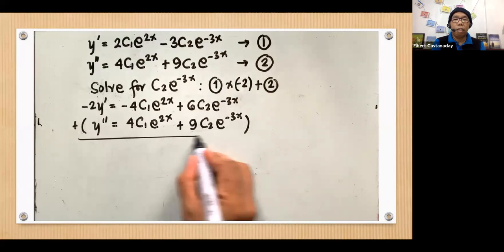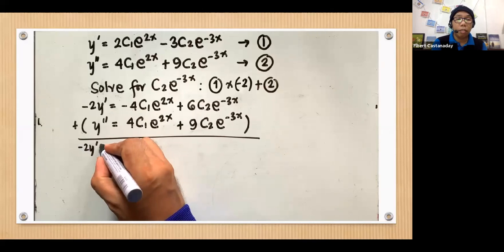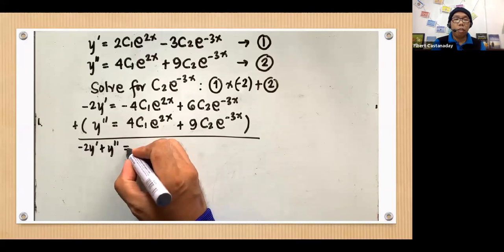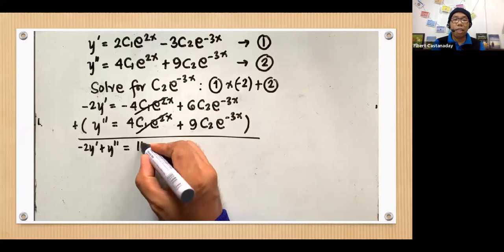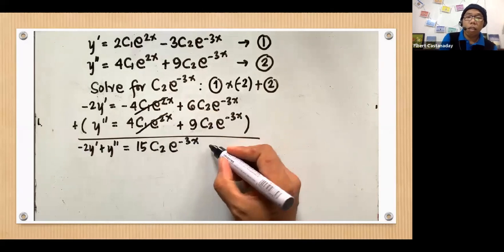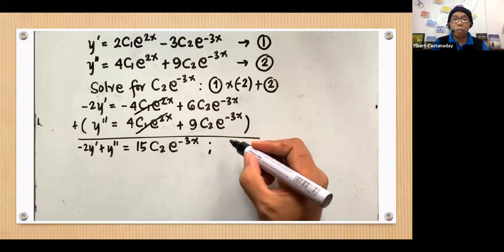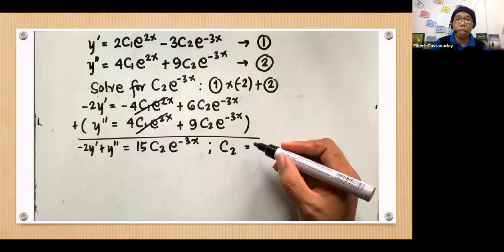Okay, so add lang natin sila, combining like terms here. So minus 2y prime plus y double prime equals, so minus 4 plus 4, makancel na natin yung c sub 1. And then 6 plus 9, you have 15, c sub 2 e raised to minus 3x. Okay, so solving for c sub 2 e raised to minus 3x, we divide both sides by 15. Okay, wait, may nakalimutan tayo ditong part. So it should be c sub 2 e raised to minus 3x.